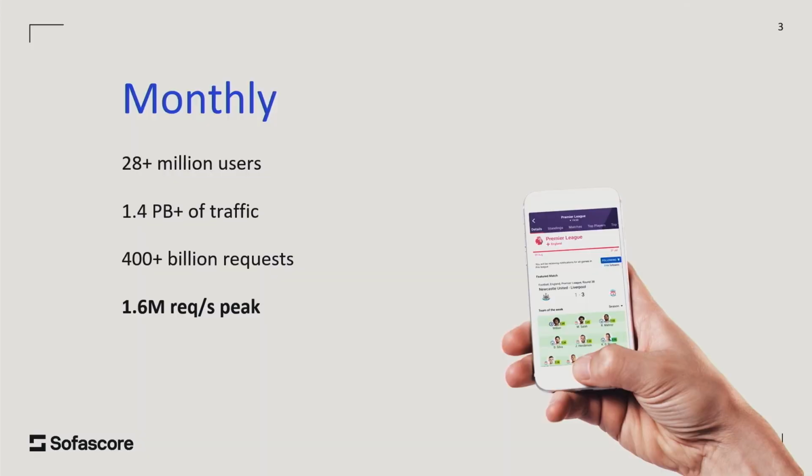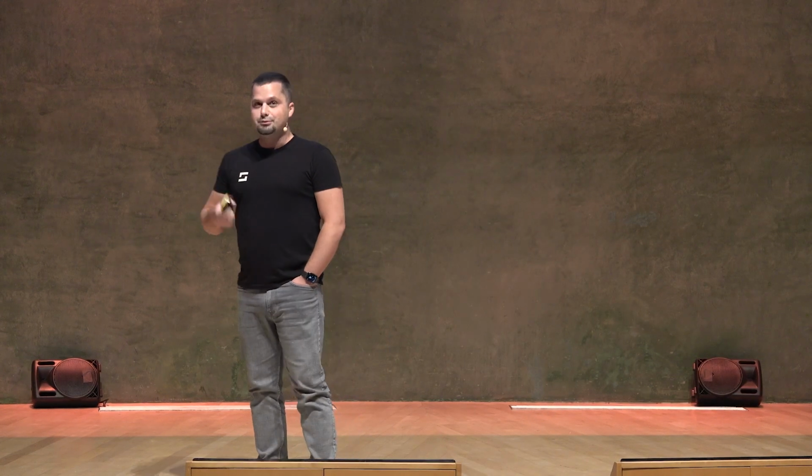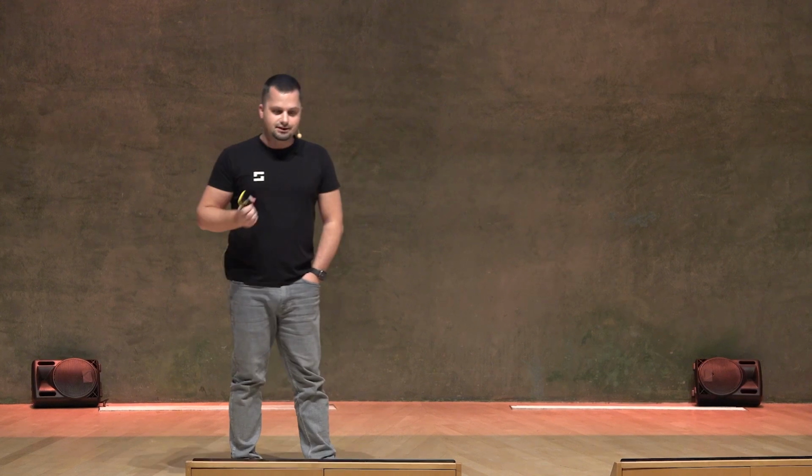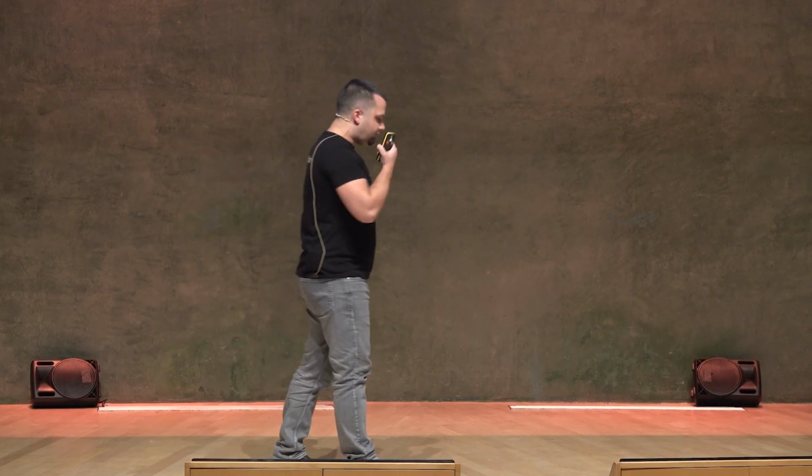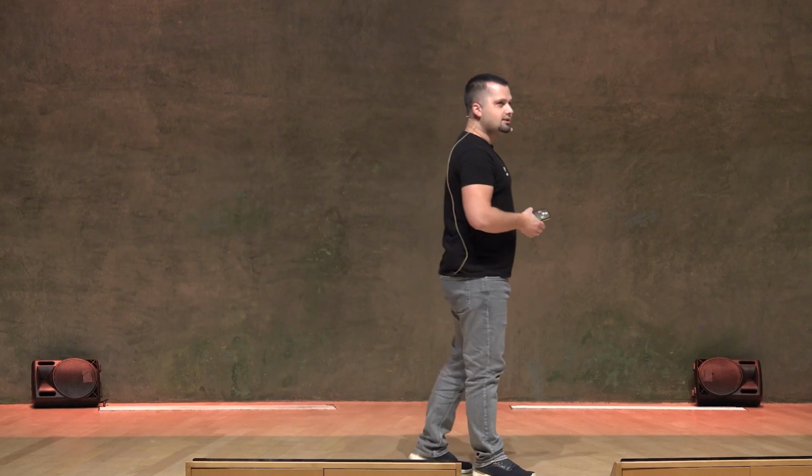Our monthly numbers are this. So we have more than 28 million monthly active users. We have 1.4 petabytes of traffic every month. We have more than 400 billion requests that are hitting the service, and the peak was 1.6 million requests per second.